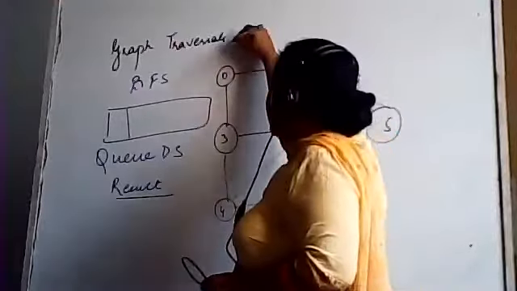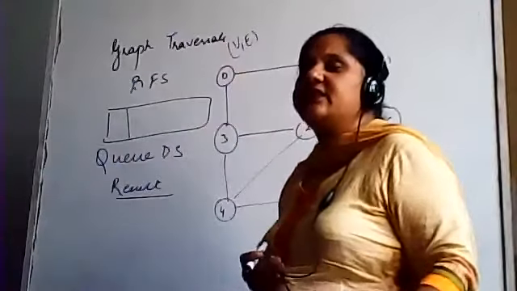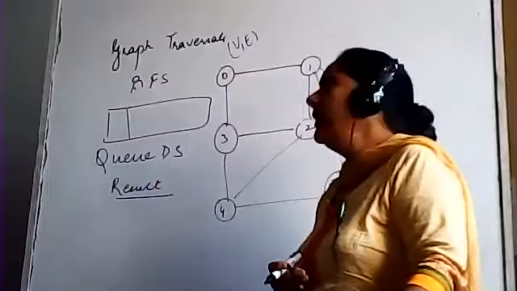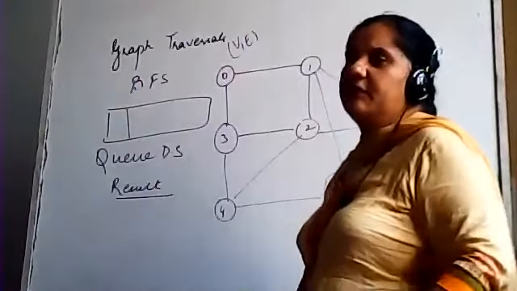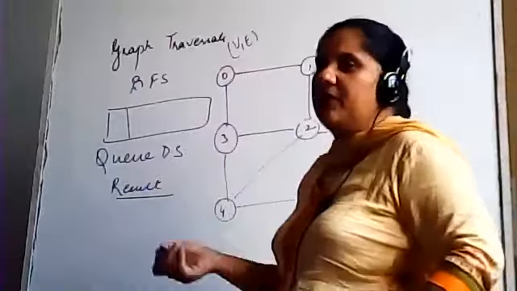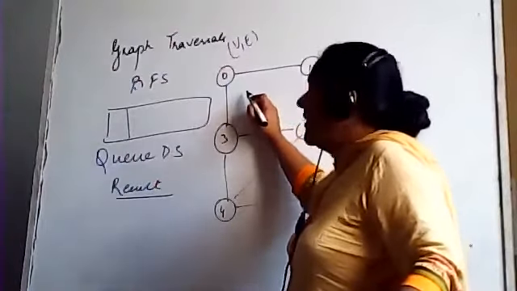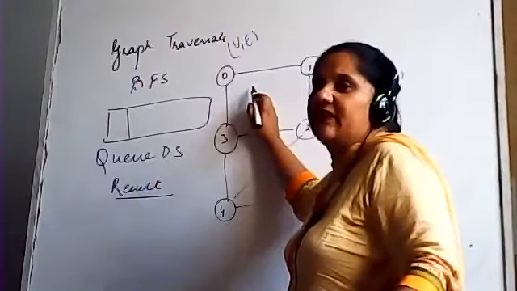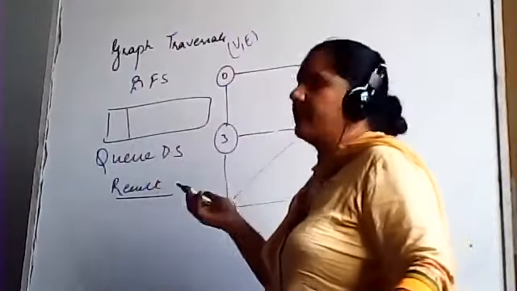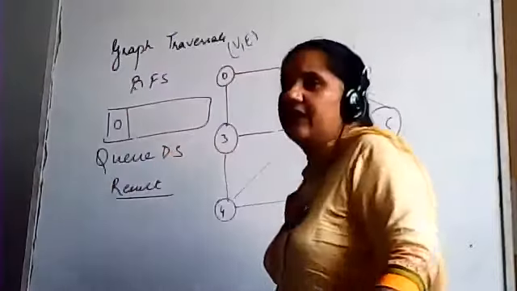See, graph is a set of V and E. There is a set of vertices and there are edges between the vertices. Okay. So it may be directed, or it may be undirected. It may be a cyclic graph, it may be an acyclic graph. Fine. So when no vertex is given, then you can start with a vertex of your own choice. So we are starting with 0.